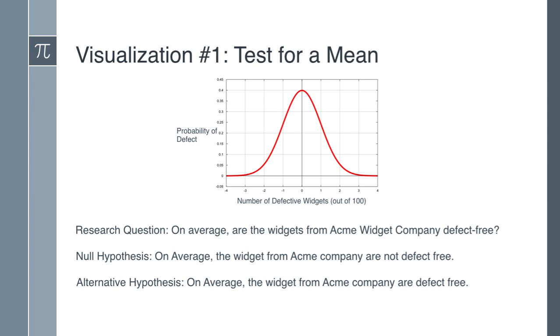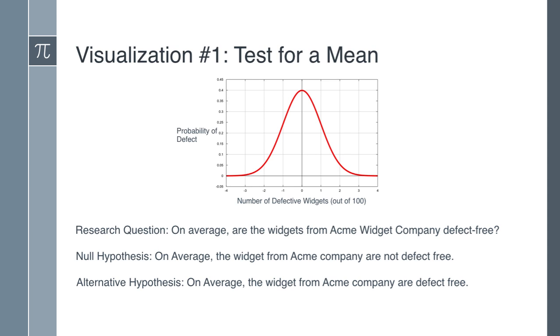To start with the test for mean, the research question we had was, on average, are the widgets from Acme Widget Company defect free? In order to test for the mean here, we need to come up with two hypotheses, which are the null hypothesis and the alternative hypothesis. The null hypothesis will be, on average, the widgets from Acme Company are not defect free. And as we know, the alternative hypothesis is the opposite of the null hypothesis. So the alternative hypothesis will be, on average, the widgets from Acme Company are defect free.